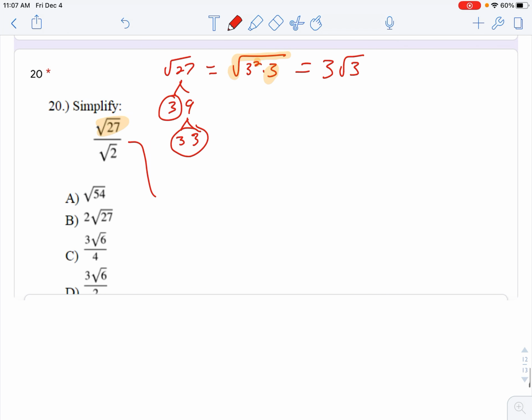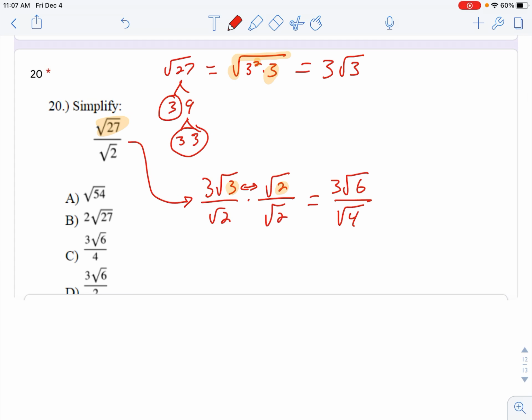So this one is really 3 radical 3 over radical 2, but that's not one of the choices. The second part of this is that you're not supposed to have radicals on the bottom of fractions. How do you fix that? You multiply by square root of 2 over square root of 2. On the top, where you multiply, it becomes 3 radical 6. You multiply the radical part times the radical part. On the bottom, it becomes radical 4, or square root of 4, which is almost choice C, but not quite.